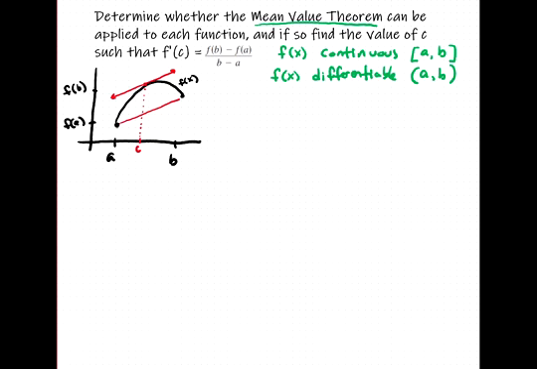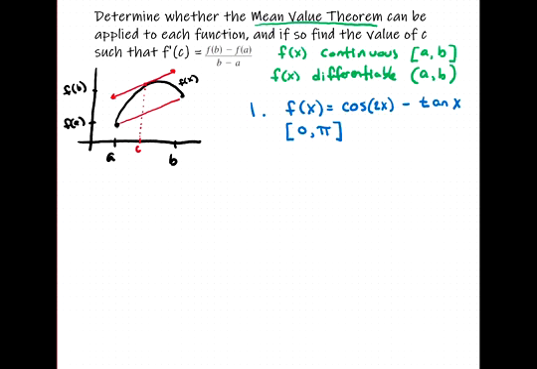So let's say, number one, let's let f of x equal the cosine of 2x minus the tangent of x on the interval, let's say 0 to pi. Determine whether the mean value theorem applies, and if so, find the value of c, where f prime of c is equal to the slope of the secant line.